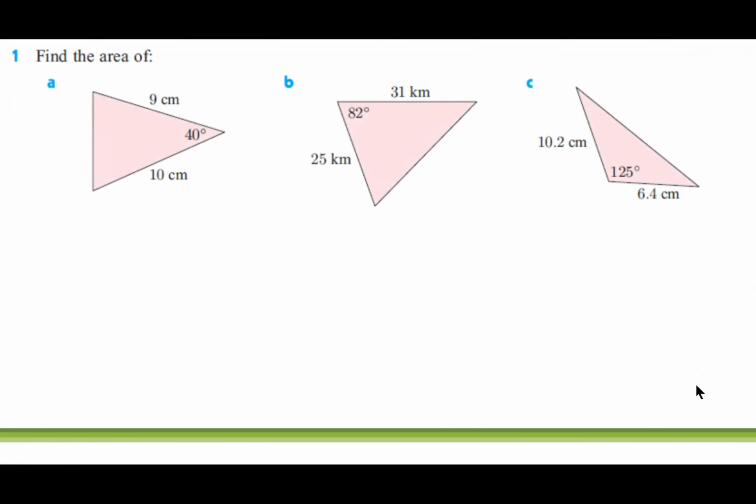Okay, now, what we have here is a series of 6 slides with 6 questions. And I want to point out that in this first question, number 1, in each case, the angle is included. The 40 degrees in question 1A, the 82 degrees in question 1B, and the 125 degrees in question 1C. In all cases, they are included angles. And I'd like you to try those. When you're done with those, you can hit resume, and then we'll take a look at the rest of the questions. So hit pause now.